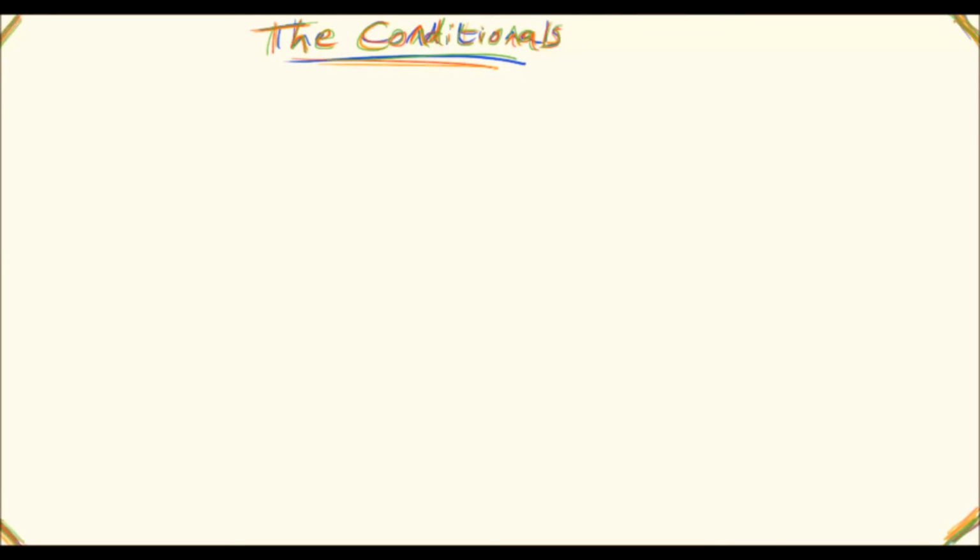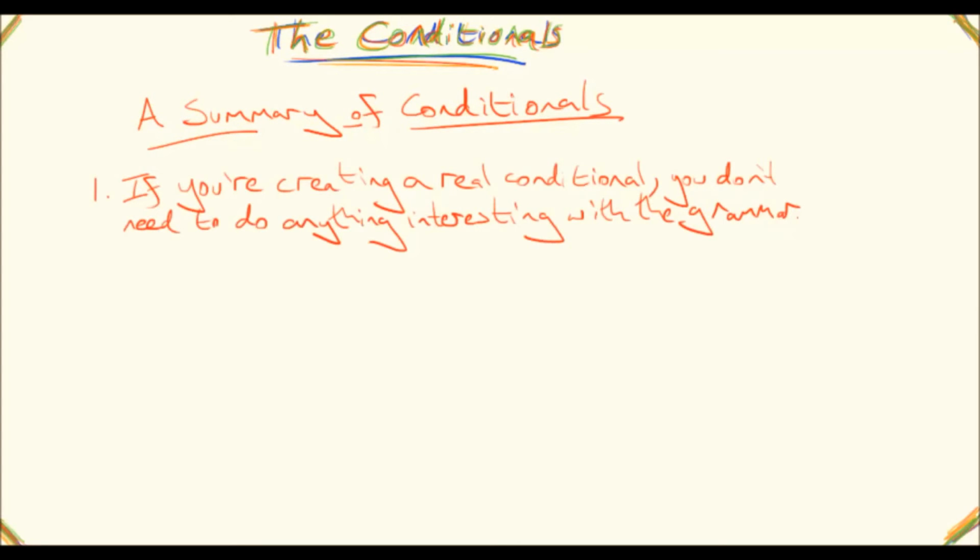Okay, now you've got all of that conditional information in your minds. Let's just take this quick opportunity to have a brief summary of what we've looked at so far. Just like we did in lesson one, let's try and boil things down to their essence. So we're looking at a summary of the conditionals, and the first thing we're going to mention is if you're creating a real conditional, you don't need to do anything interesting with the grammar, nothing backshifts.